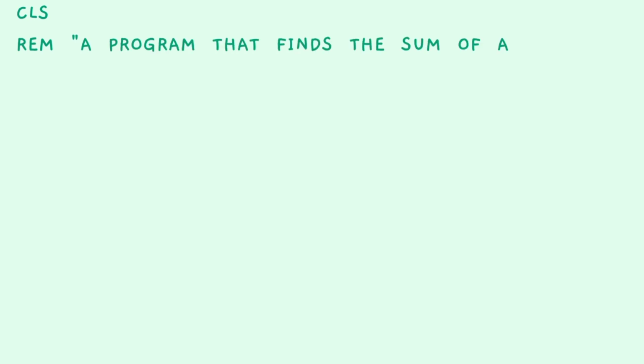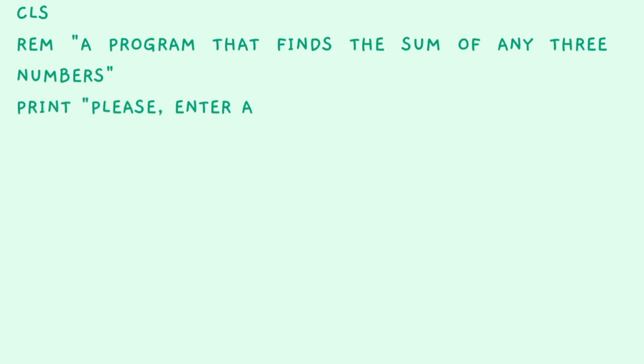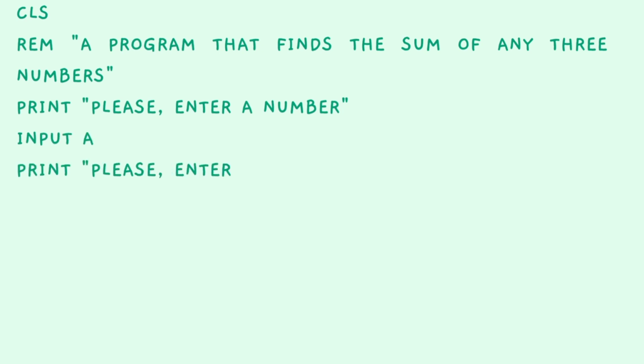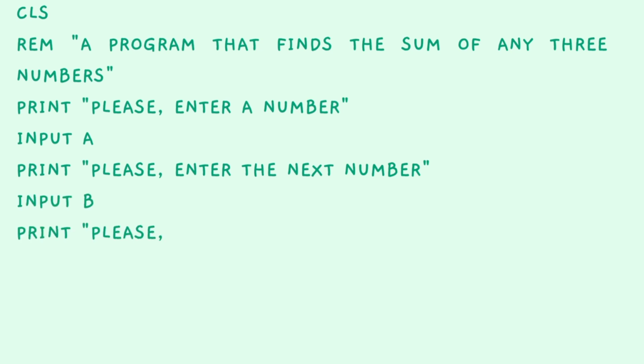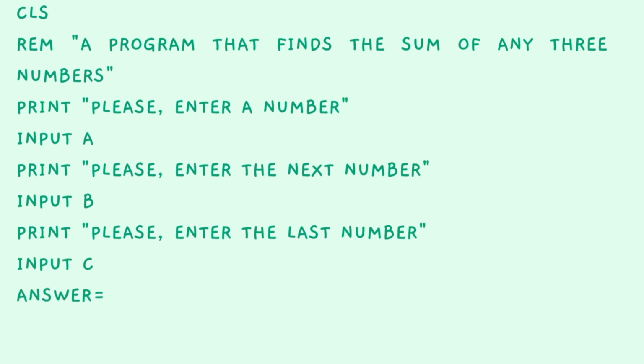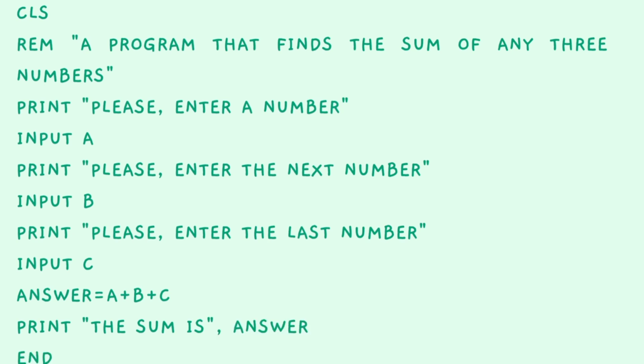Now, what if we want to write a program that can find the sum of any three numbers? Here we'll be using the input statement, which will request for the values of the three numbers from the user, that is, the person running the program. Input A means the compiler will be waiting for the user to input values for A. The same thing happens to B and C, and the formula sums up the three, then the answer is printed.